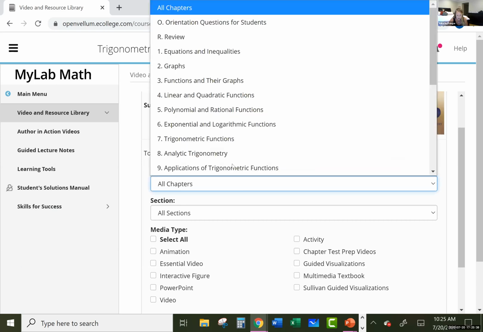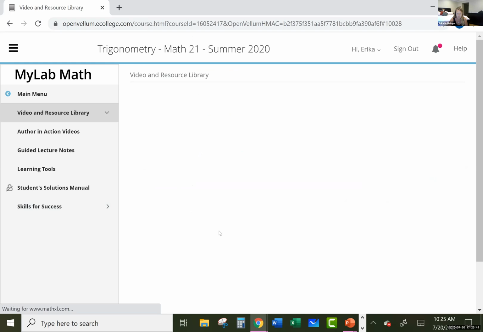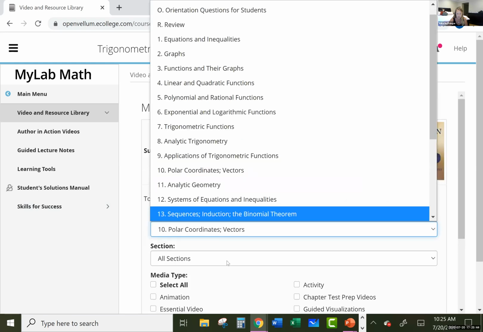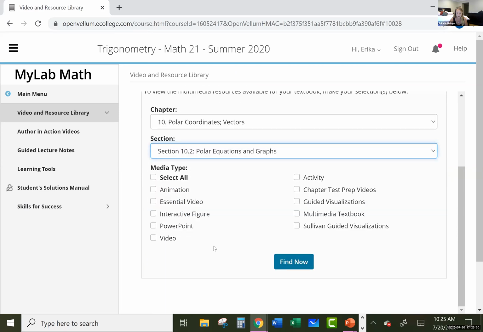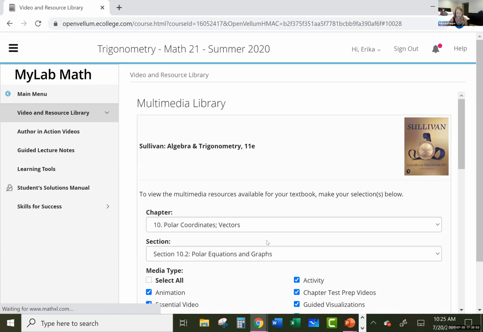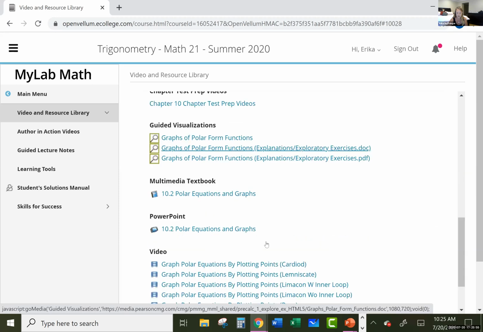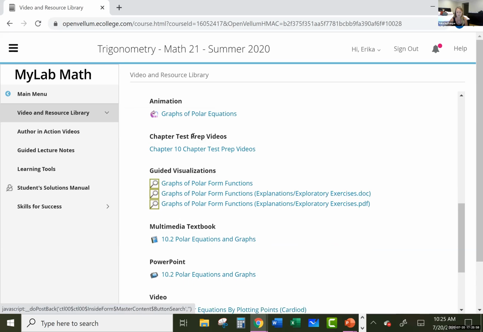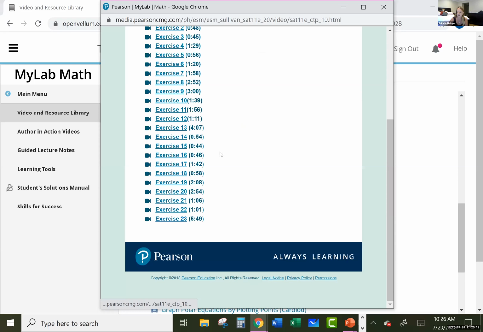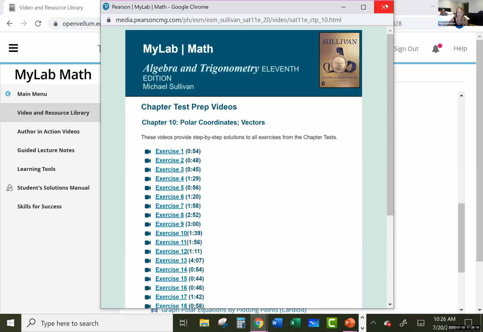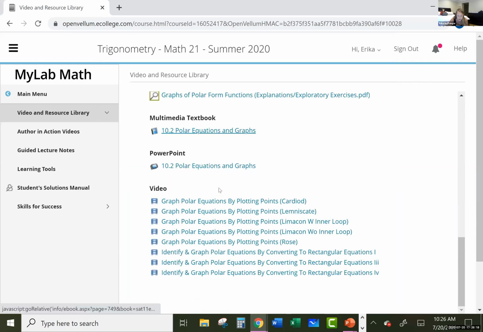So I'm going to do polar coordinates. I want to do 10.2. Oops, wrong place. So this right here, it pulls it up for some reason for all the sections. This is what I was talking about, the chapter test prep videos. So for exercise 1, it's going to show you all these and go through a video of each problem.